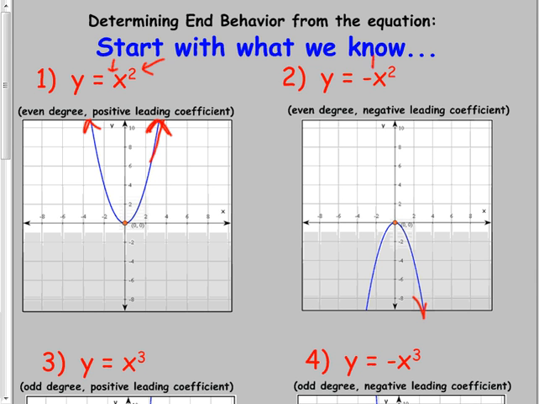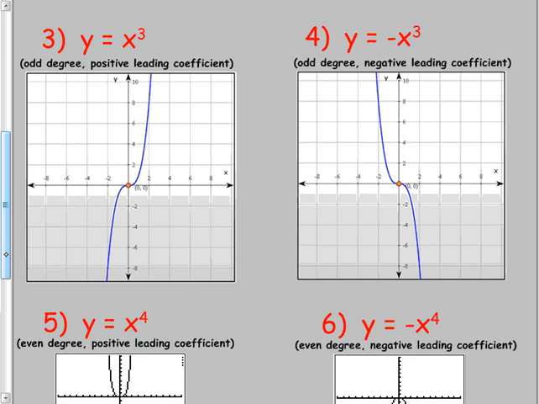Because it has a negative. And why are they both going down? Because it's even. Even. It is easy to confuse even and positive in your head. All right, how about this guy?